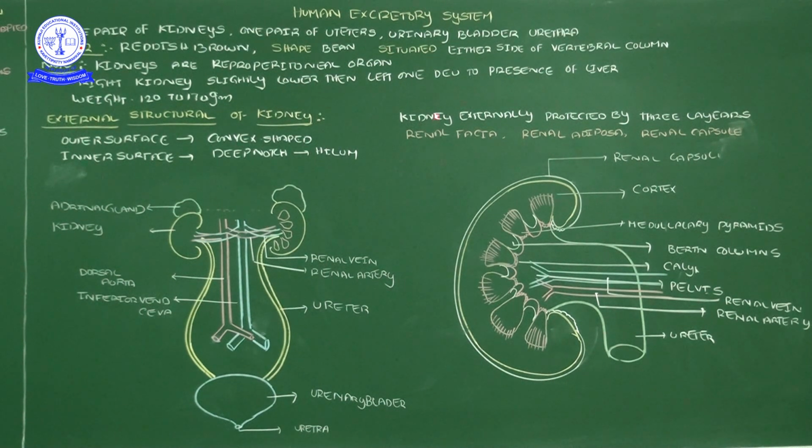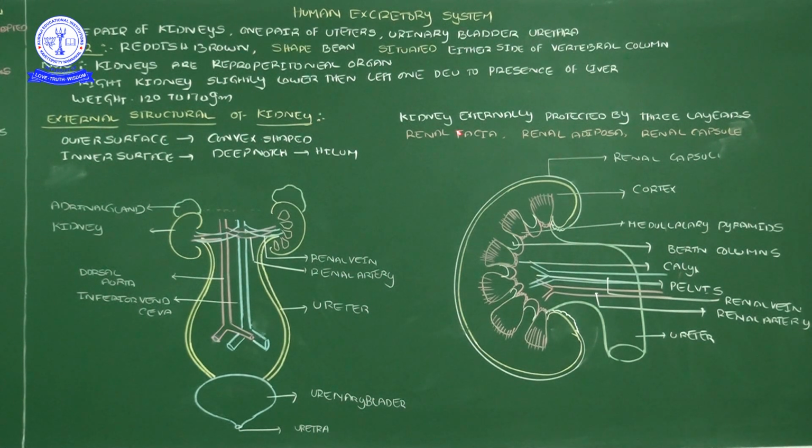Now come to this side. Each and every organ needs some protection. We have seen the lungs protected with the pleural layers, and the heart is surrounded by several layers, such as the serous layer and the peritoneal layer. Like that, the kidney is also protected by three layers. That layers' indicating word is renal.